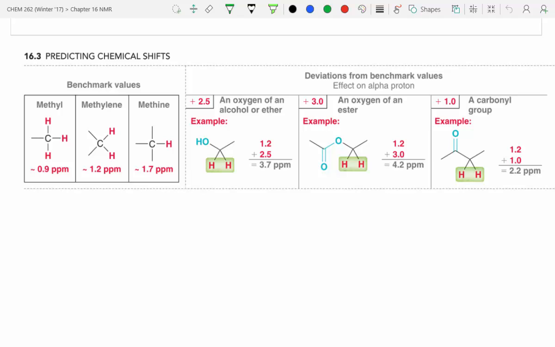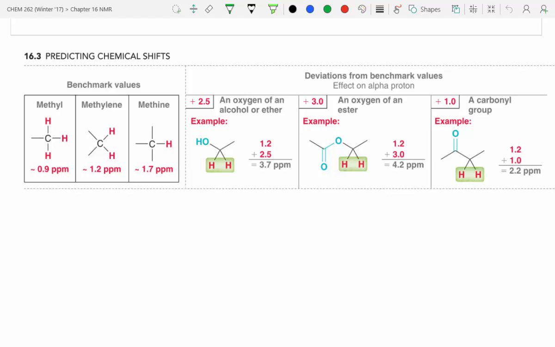This is astonishingly accurate. It'll usually give you the correct value within a half ppm or so. It's really good at identifying your unknown proton. The other one is if you've got protons on a carbon next to an ester, then you want to add 3 ppm. In this case, our benchmark value for protons coming off of a secondary carbon is 1.2. You add 3 to that, and now it's going to show up at 4.2. So you can really easily identify, hey, this is most likely a set that's attached to an ester if it's showing up in that 4 region.